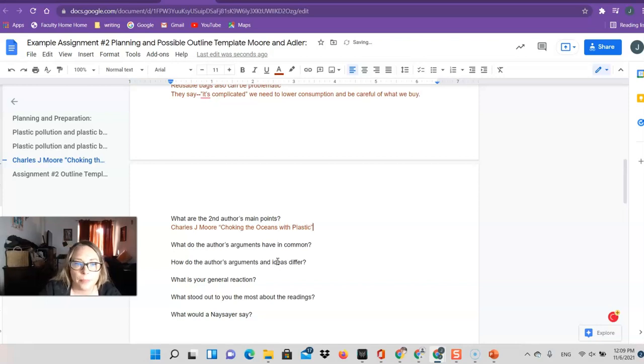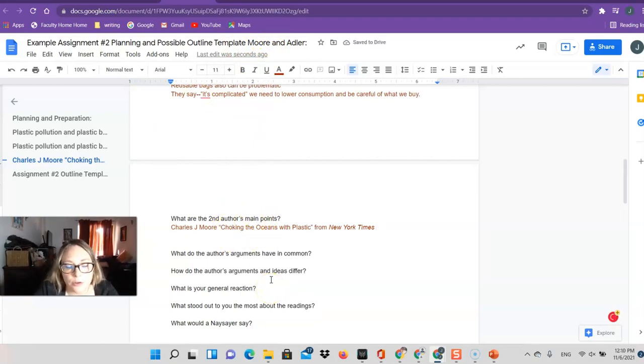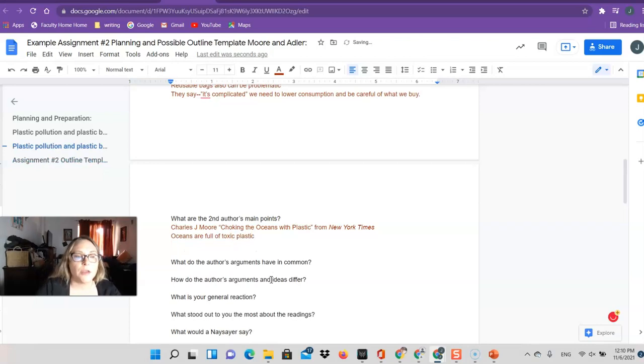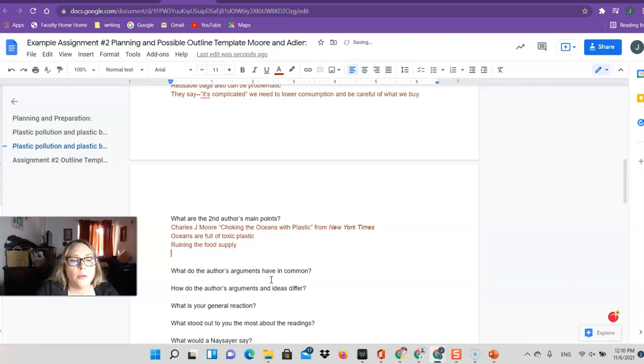Again, articles go in quotation marks, and this was from the New York Times, so you can actually say New York Times, right? And New York Times, because it's a larger source, would go in italics, okay? And the italics is right here. The other ones would be quotation marks. All right. So some of his main points are that the oceans are full of toxic plastic, right? You know, it is ruining the food supply. It is causing environmental problems.